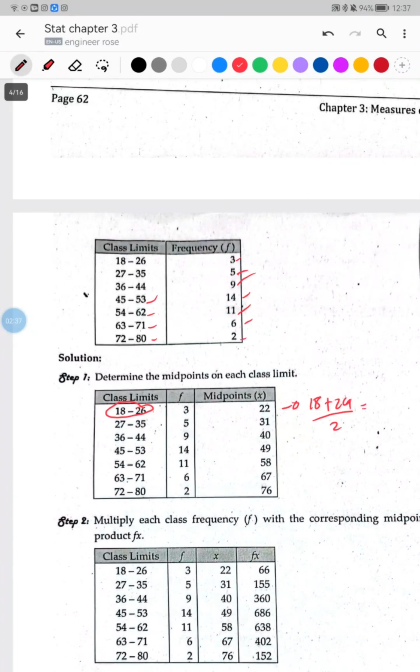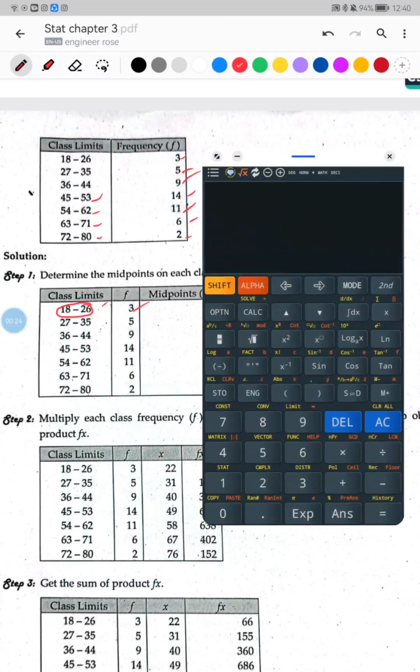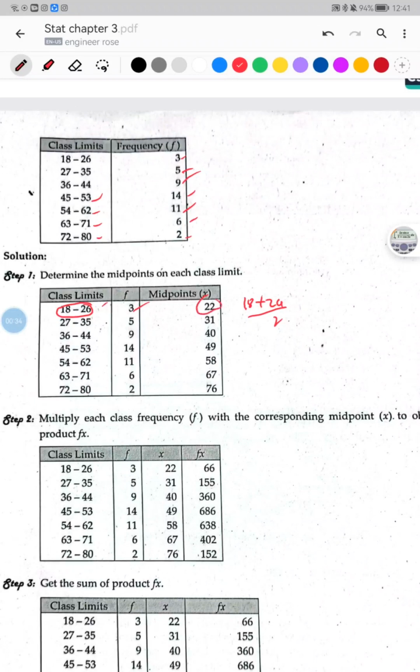Next is to determine the midpoint of each class limit. Given the class limit and the frequency, how to get the midpoint? It's easy. For the class limit, you just add and divide by 2. So, for 18 to 26, 18 plus 26 over 2. Let's check: that is 22.